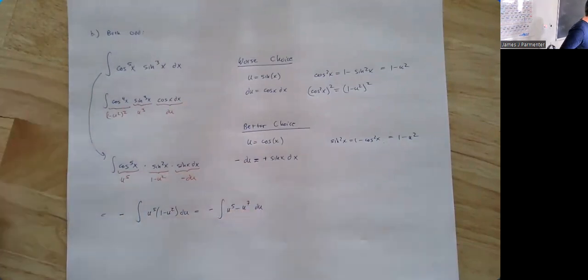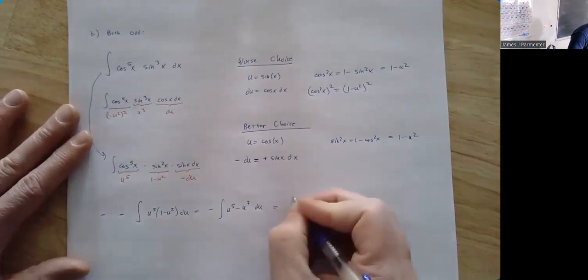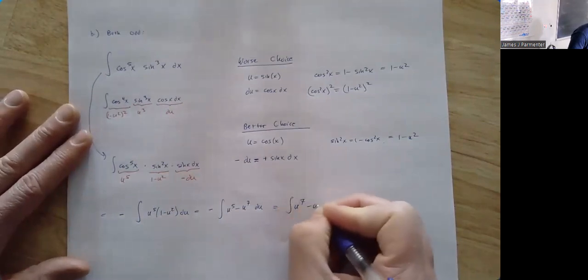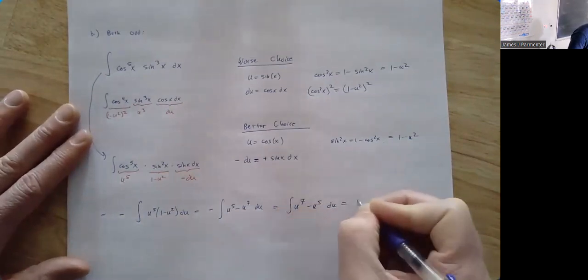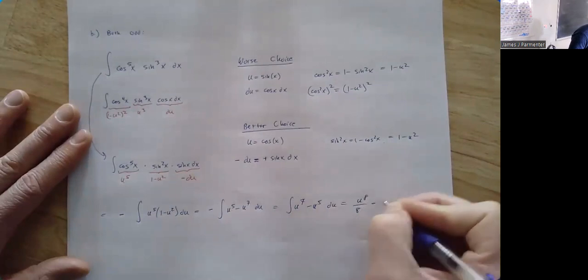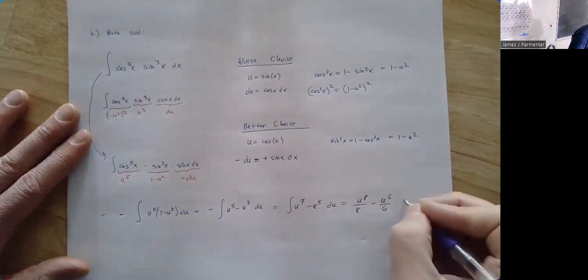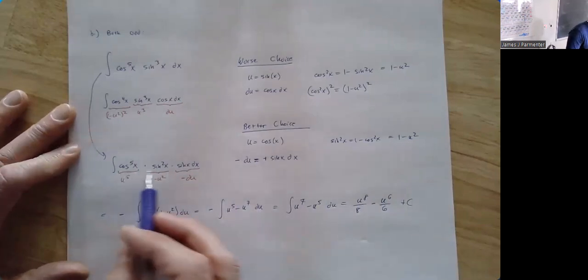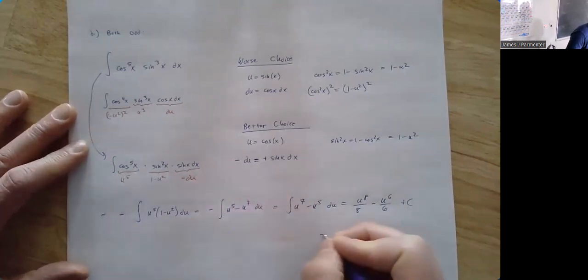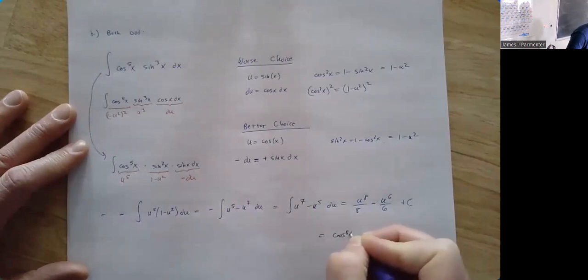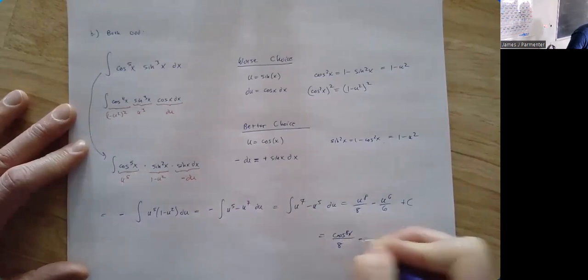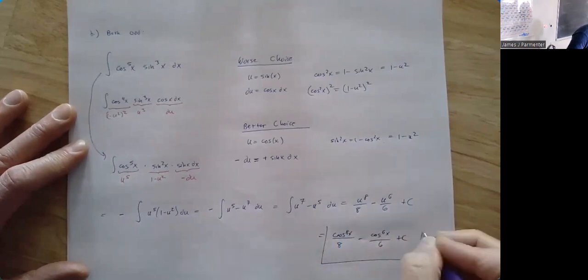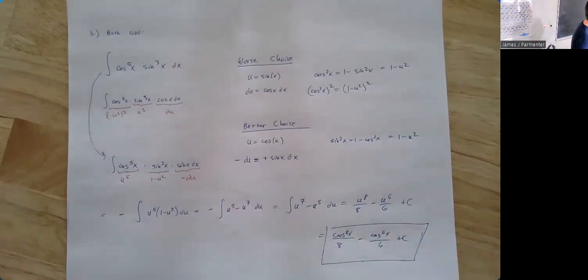I would probably distribute the minus sign actually and rewrite this as the integral of u to the seventh minus u to the fifth. And then get u to the eighth over 8 minus u to the sixth over 6 plus c. And then plug in, what is it? I chose u equal to cosine. So I'm going to get cosine to the eighth x over 8 minus cosine to the sixth x over 6 plus c. Gross, but not that gross. It gets grosser.